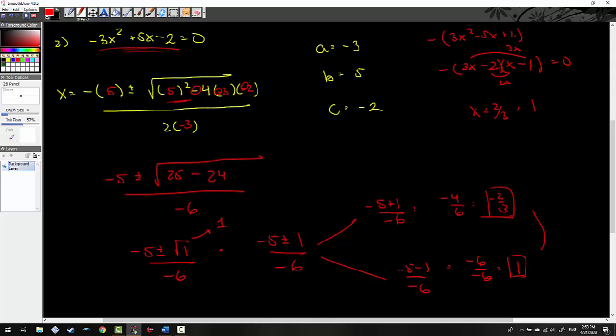And I apologize, I just realized I made a mistake here. This is negative up top and negative on bottom, which means this should be positive 2/3. My apologies. I just realized that after I factored it. So, okay, let's move on to another example.